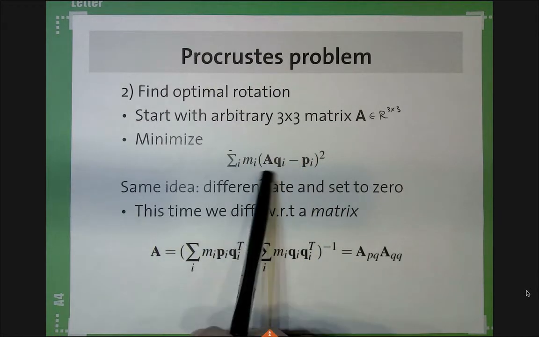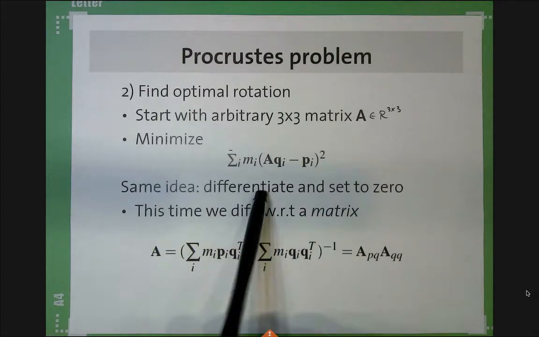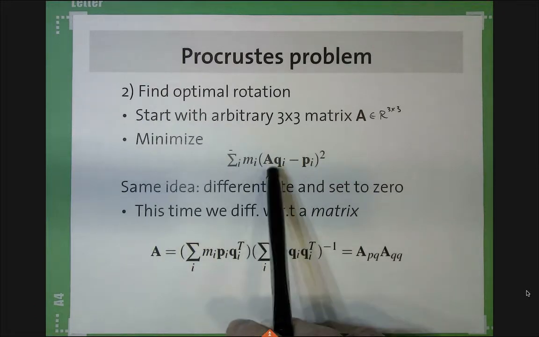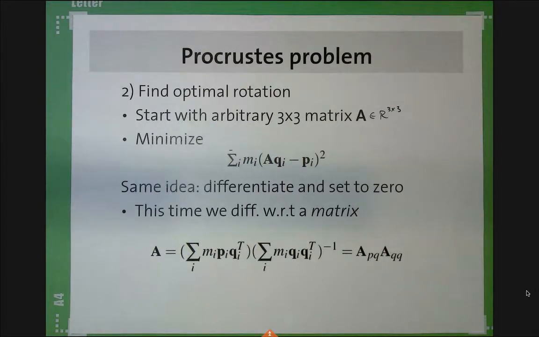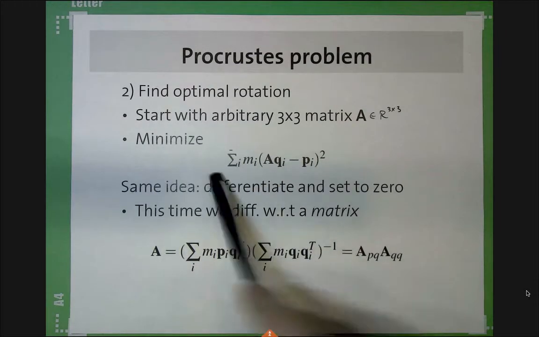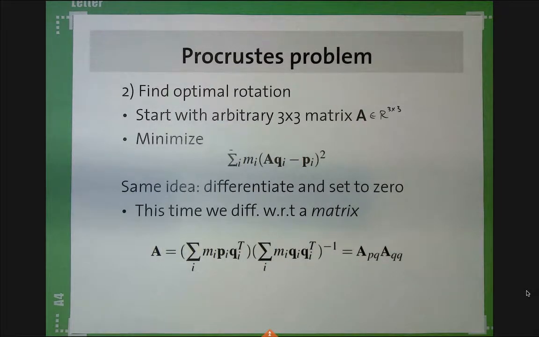So it's again an optimization problem. I want to find the minimum of this function where I'm allowed to optimize over the matrices A. A is an arbitrary matrix, and I need to find such a matrix which gives me a minimum in this expression. Okay? So the idea is again the same: I differentiate and set the gradient with respect to A to 0.